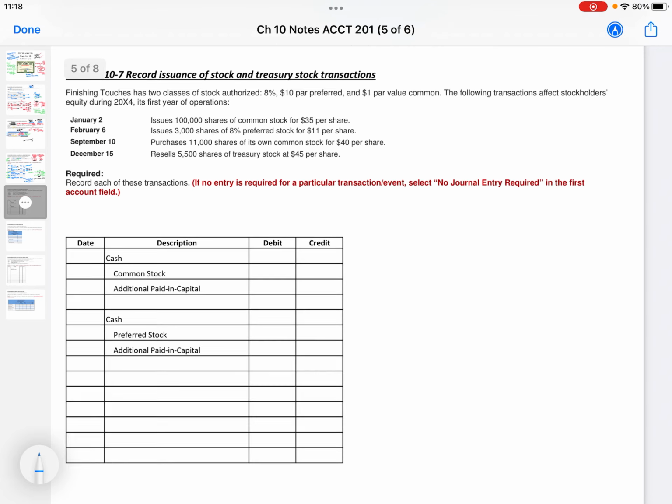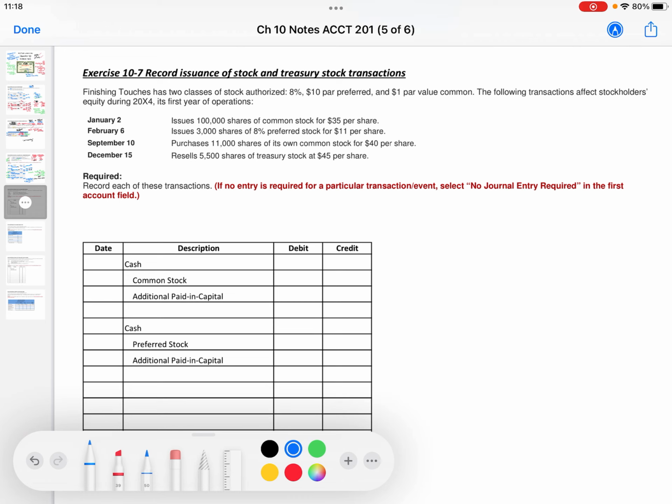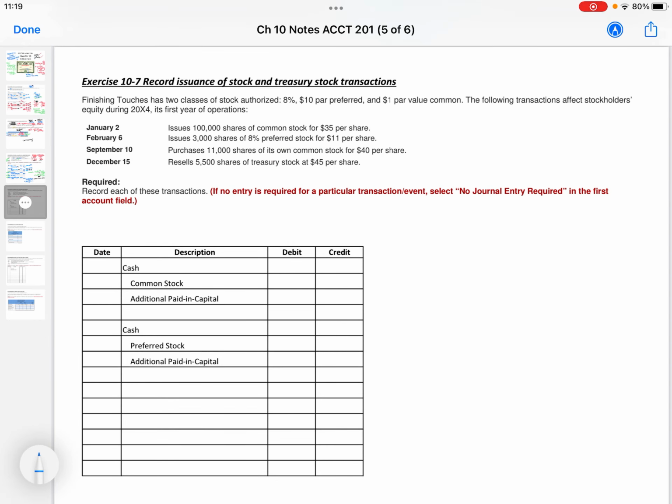Our next problem, we're going to add to what we've learned so far, we're going to add treasury stock. So treasury stock is when an organization decides to go into the market themselves and buy back their own shares of stock. So let's write that down. Treasury stock is when, in this case, it's finishing touches. So the corporation buys back its own shares of stock.